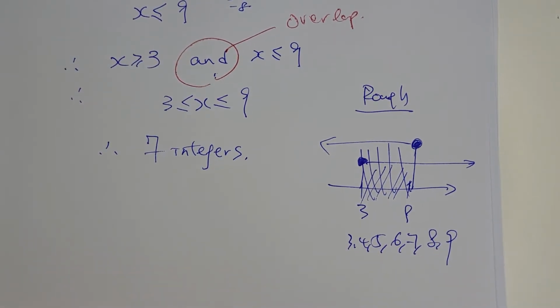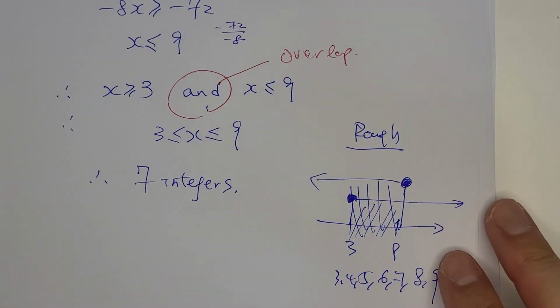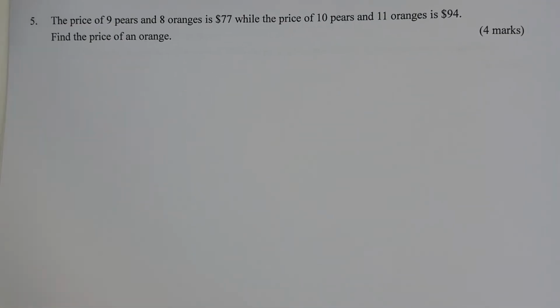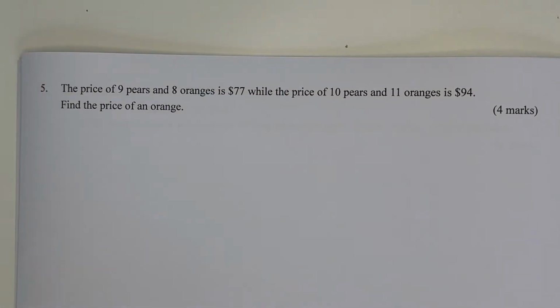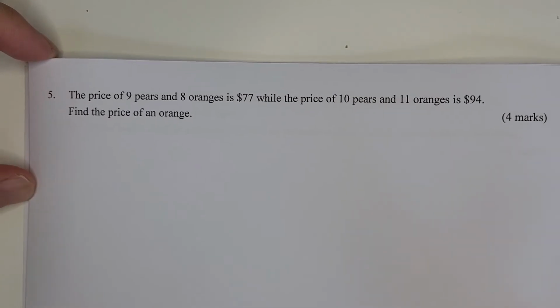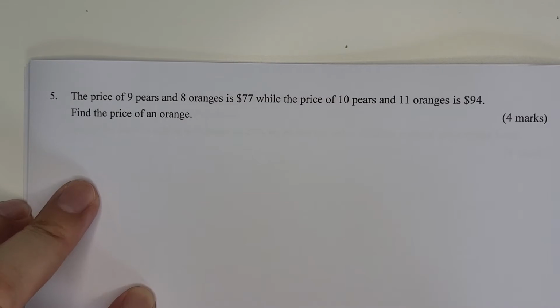Okay? And that's the end of question number 4. Let's move to question number 5. The price of 9 pears and 8 oranges is $77, while the price of 10 pears and 11 oranges is $94. Find the price of an orange. Okay, that's quite straightforward question.